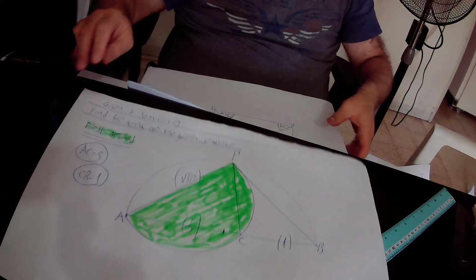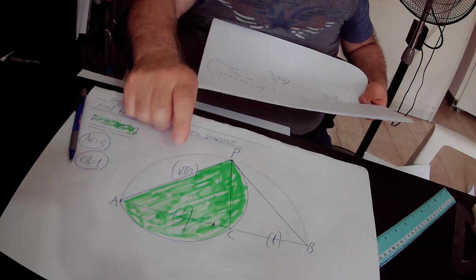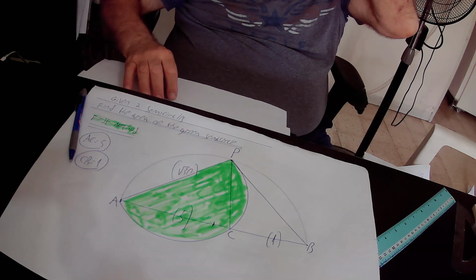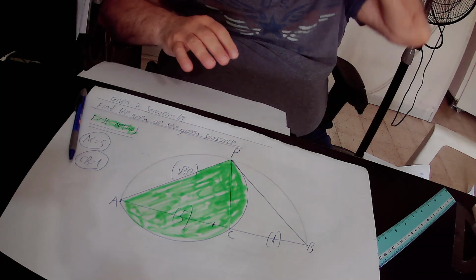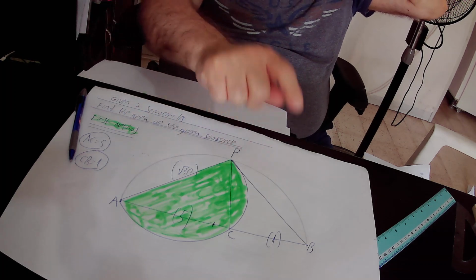So in this lecture we found out the area of this green semicircle using two different methods. So we start with the first method. In the drawing we have two semicircles, the green semicircle and the white semicircle.